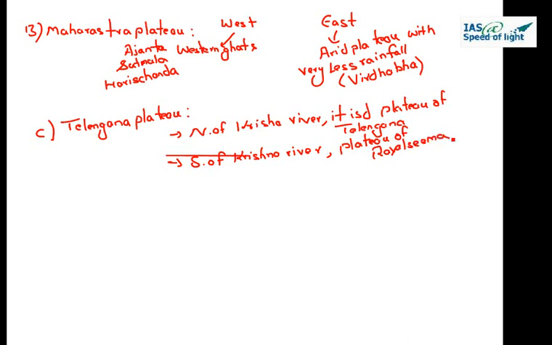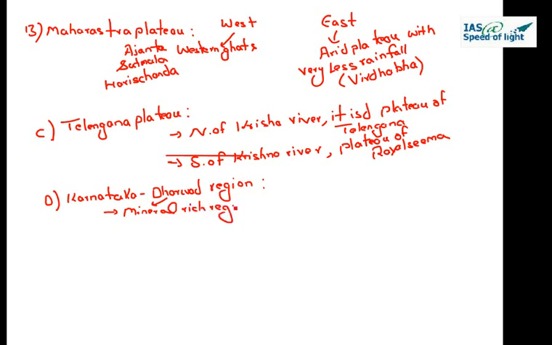Then finally, the fourth part, we have the Karnataka Dharwad region. It is a mineral rich region, the Dharwad region we have seen, particularly Dharwad, situated to the south of the Deccan lava region.